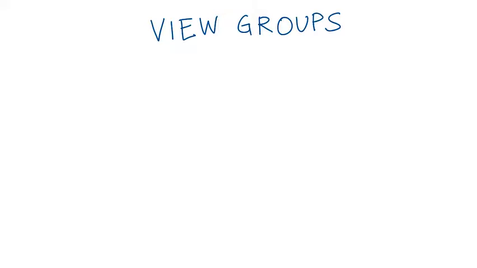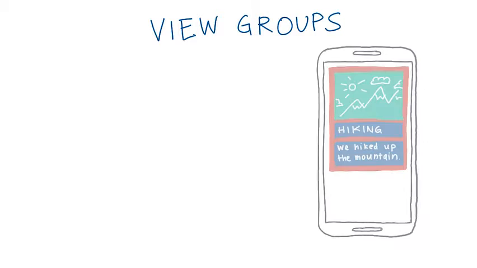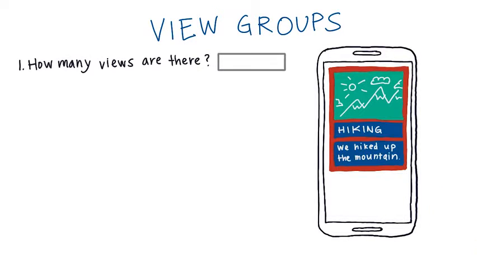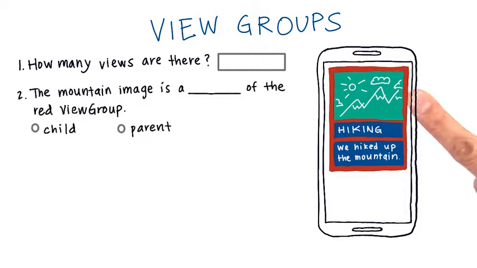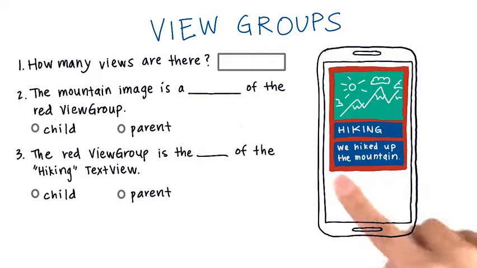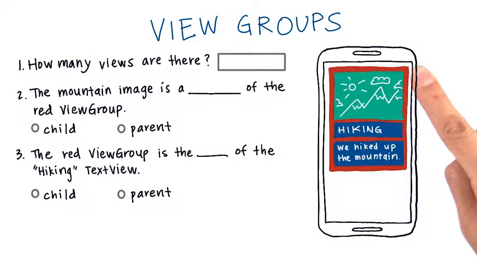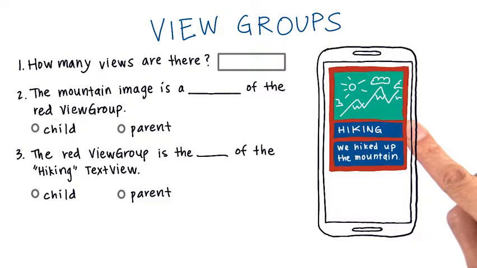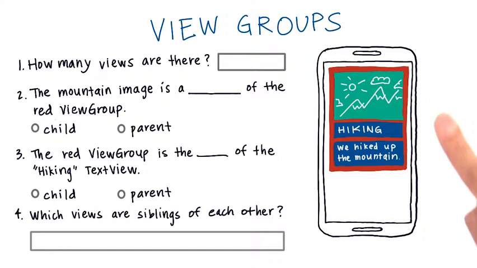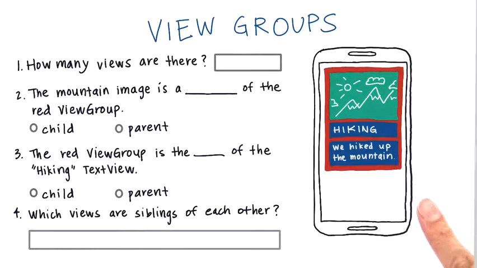We're going to talk about view groups in more detail in this lesson, but to make sure that you've understood what we've covered so far, please answer these questions. For the screenshot on this device, can you tell me how many views there are? Number 2, for the mountain image, is it a child or a parent of the red view group? Number 3, is the red view group a child or a parent of the hiking text view? Number 4, which of these views are siblings of each other? And you can just list them here. Okay, so how many views are there in this screenshot?